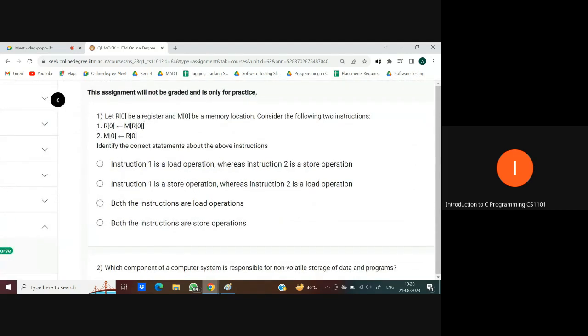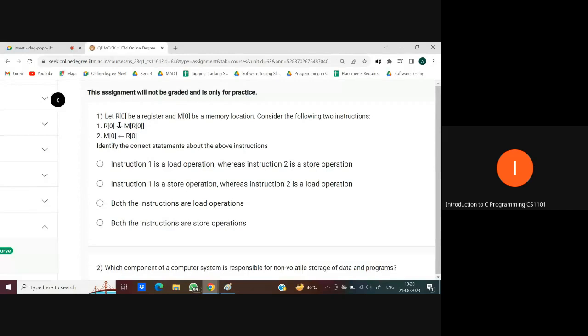So let R0 be a register and M0 be a memory location. Consider the following 2 instructions. Here, what you are doing is you are trying to load something from the memory into a register. So whenever you are trying to copy a value from memory to a register, it is known as load operation. Why load? Because you are loading it into a register for performing some calculations, right? And when you are done with the calculations, what you generally do is you put back those values into the memory from where you picked. So this is known as store operation.